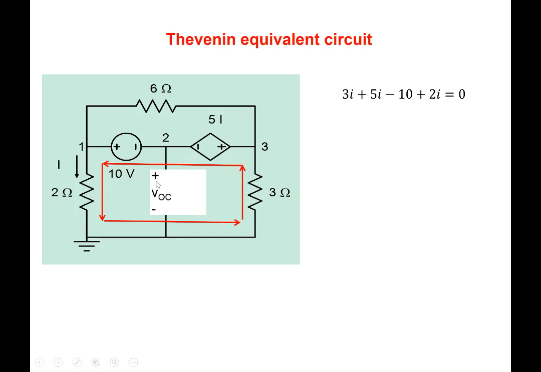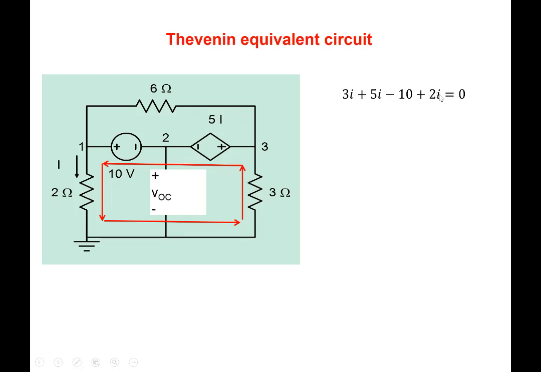Note that the current in this one is basically I. We can assume that the current circulating here in anti-clockwise direction, let's say, is I. So you can start from here. There is 3I, and then there is a drop of 5I, and then there's a voltage gain of minus 10, and then there's a drop of 2I here.